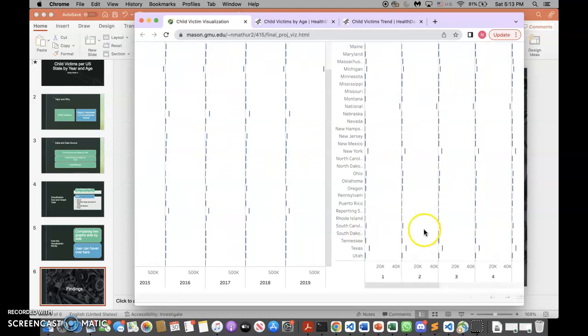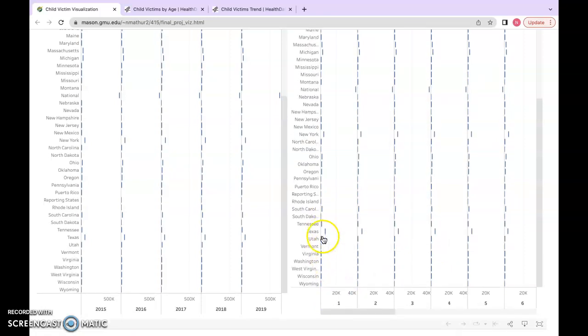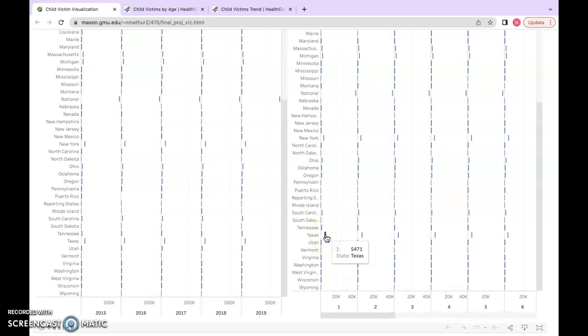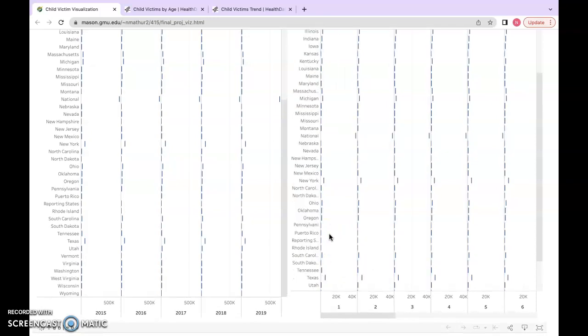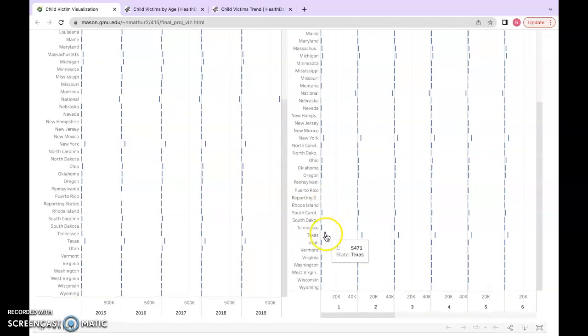And then if we go to the number of children per age as victims, let me make this a little bigger. So the highest number of child victims are of the age of 1 in Texas, if you take a look. So that's 5,471. If you compare it to others, California is 4,221, but Texas is more than that, and then New York is 4,000.